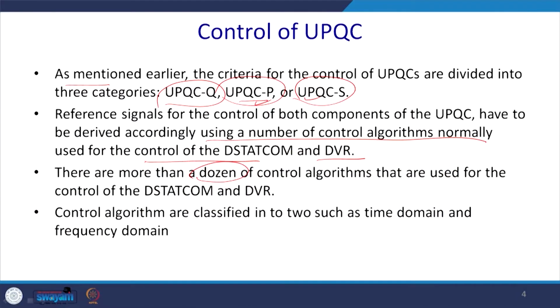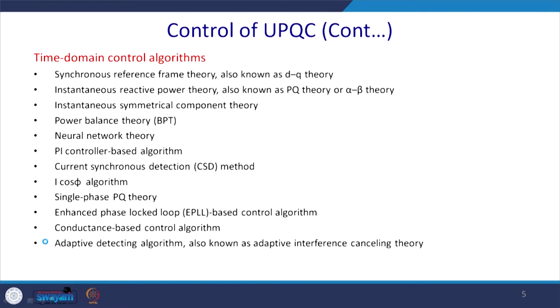There are more than dozens, I may be wrong, it may be as many as 20-30 control algorithms that are used to control the DSTATCOM and DVR. The control algorithms are classified mostly in two domains. One is the time domain, another is the frequency domain. These are the number of dominating features of the time domain algorithm. One is the synchronous reference frame theory, also known as the DQ theory.